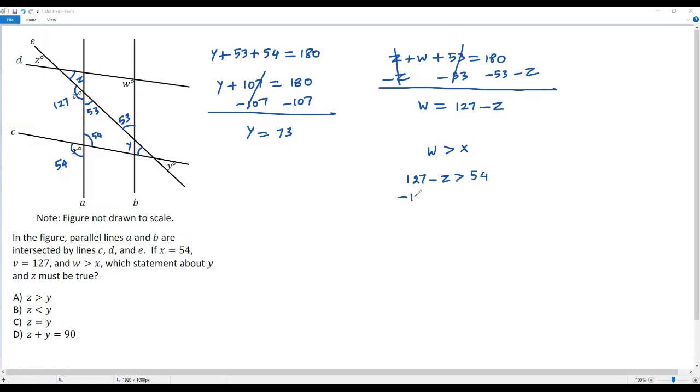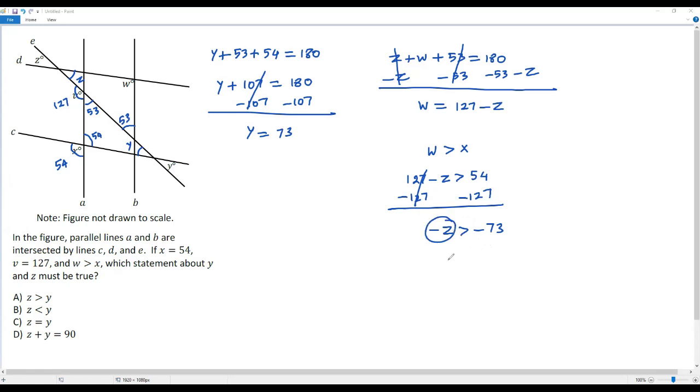Now we can subtract 127 from both sides of this inequality. Then this positive and negative value will cancel out. Negative z greater than, when we combine this one and this one, we get negative 73. Okay, here to make this negative z as positive, we have to multiply both sides of this inequality by negative 1. Whenever I multiply or divide both sides of an inequality by the same negative value, we have to flip the inequality sign. That is, we have to make this inequality sign as less than.